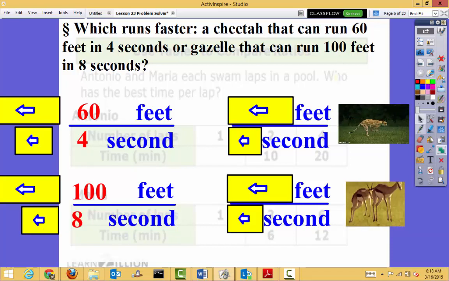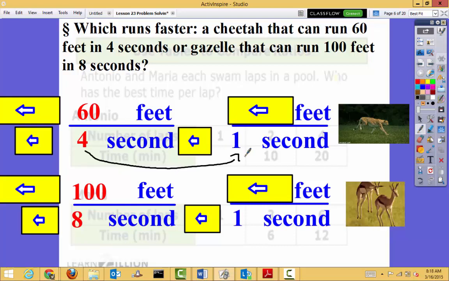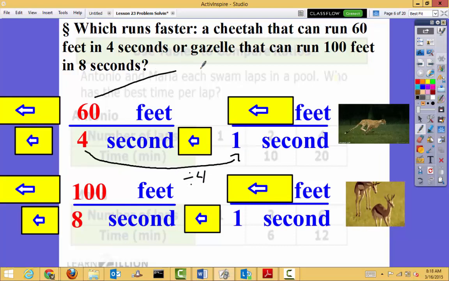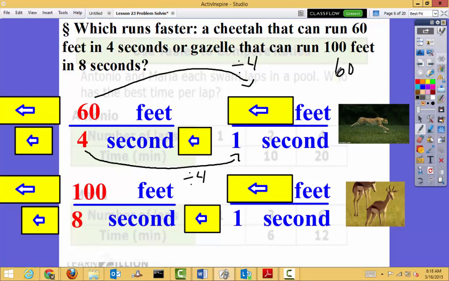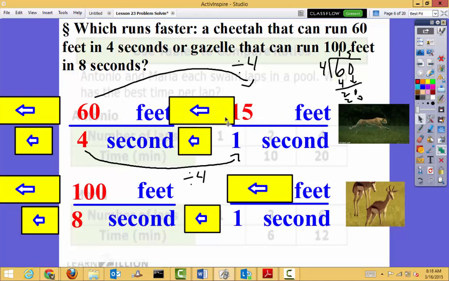So I'm going to ask myself, what do I do next? Well, how do I get from 4 to 1? How do I get from 8 to 1? Well, since I'm working with ratios, I always want that bottom number to be 1. So I'm going to divide by 4, which means I need to do the same thing to my top number, divide by 4. So 60 divided by 4 goes in 15 times. So a cheetah is going to run 15 feet per second.